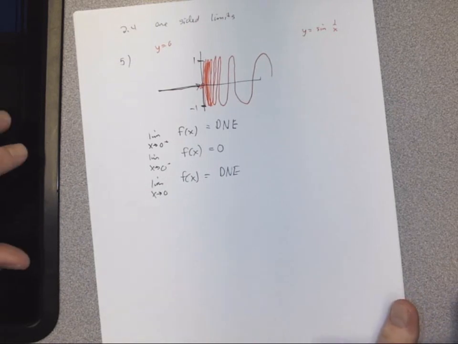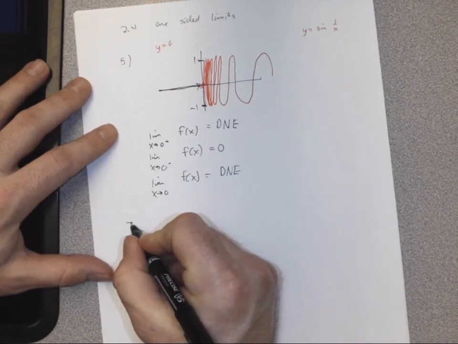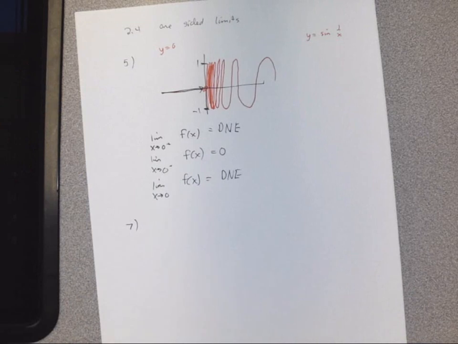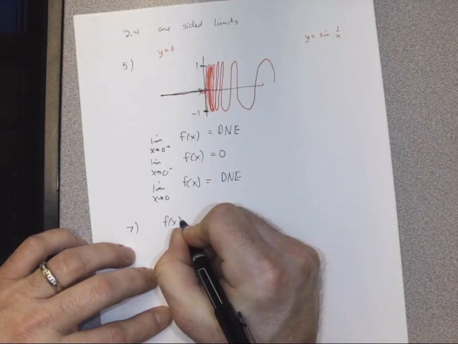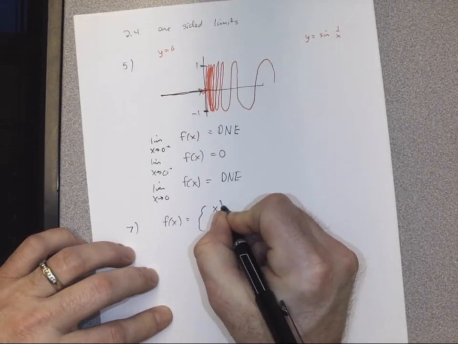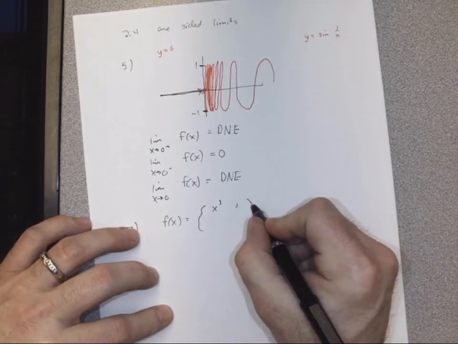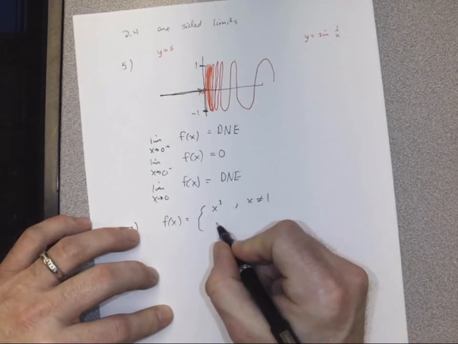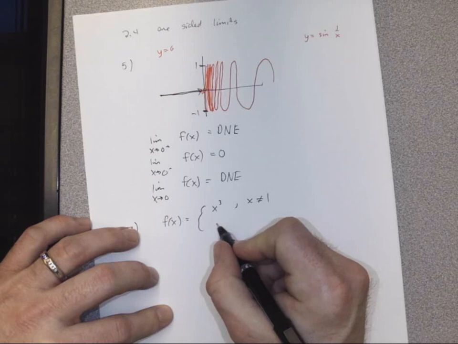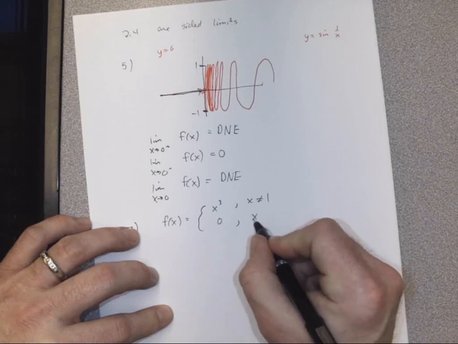Number 7 gives us this piecewise function. I'll write it out. f of x is equal to x cubed when x is not equal to 1, and then it's 0 when x equals 1.